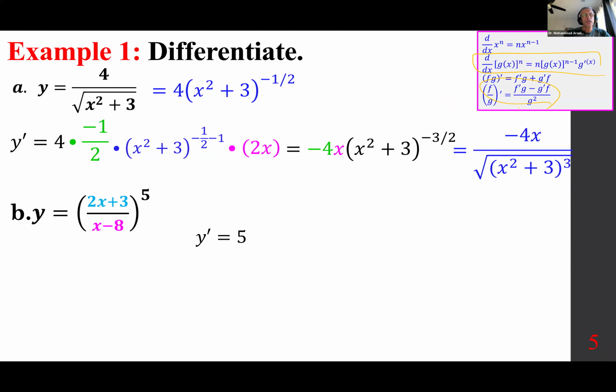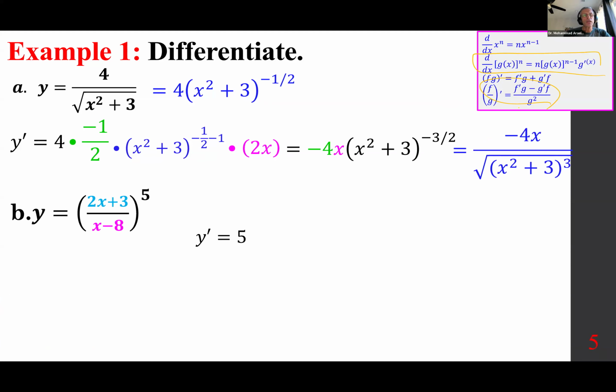Now we are going to simplify. This is 2x minus 16. This is minus 2x minus 3. These two cancel each other. We get negative 19. This one, we write it 2x plus 3 to the power of 4 over x minus 8 to the power of 4. This is negative 19.